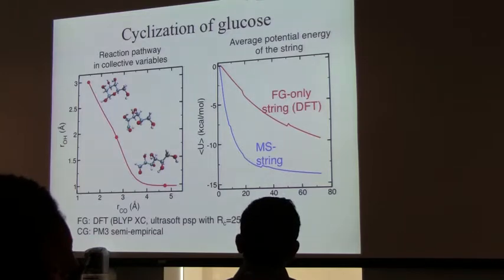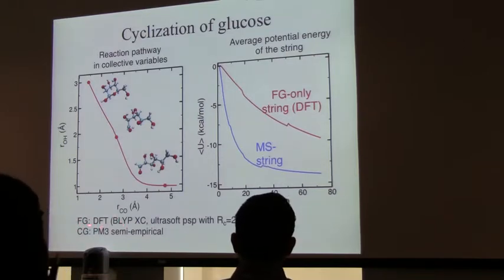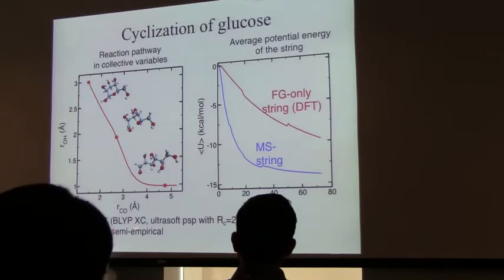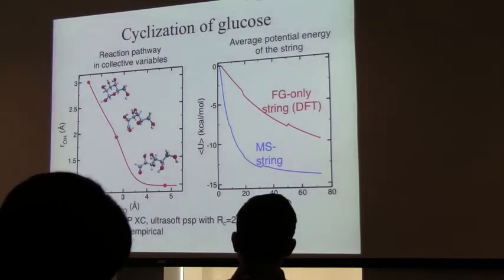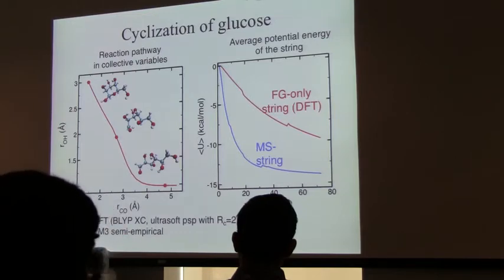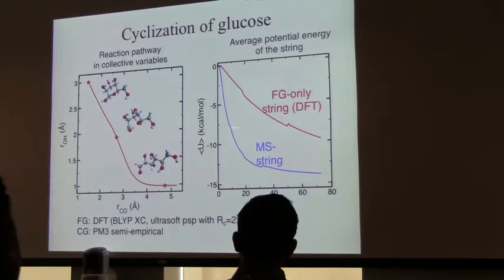So here, we're looking at cyclization of glucose. Our kind of good model, if you will, is a DFT calculation with a exchange correlation functional. And then we're using a really down and dirty semi-empirical method for the coarse-grained model. What you can see here is that, again, in the relaxation of the pathway, you're getting about a 10-fold speed up. So imagine that you could speed up your quantum chemical calculations by a factor of 10, you'd be thrilled, right? So we think we have the potential to do that.